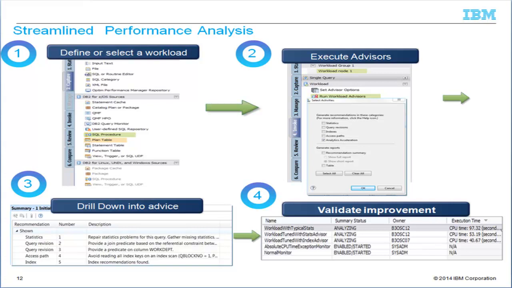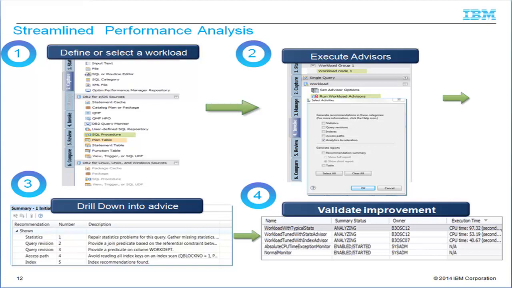So if I have not run my statistics advisor yet, statistics will always be of the utmost priority, for that same exact logic that I mentioned before. The optimizer is only as smart as the data it's given, so I need to make sure my statistics are cleaned up. After I drill down into the advice, I would then validate my improvement.